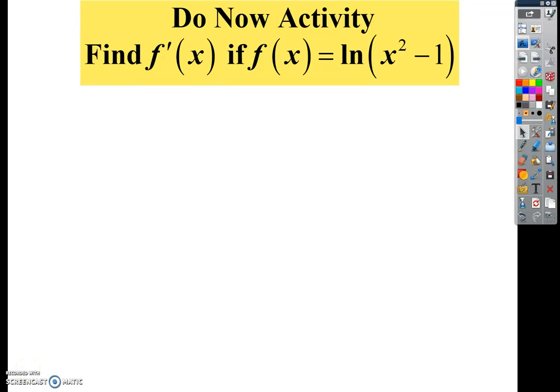Well, so now we're in lesson 5.4. And so we're going to start with reminding ourselves how to take the derivative of the natural log.